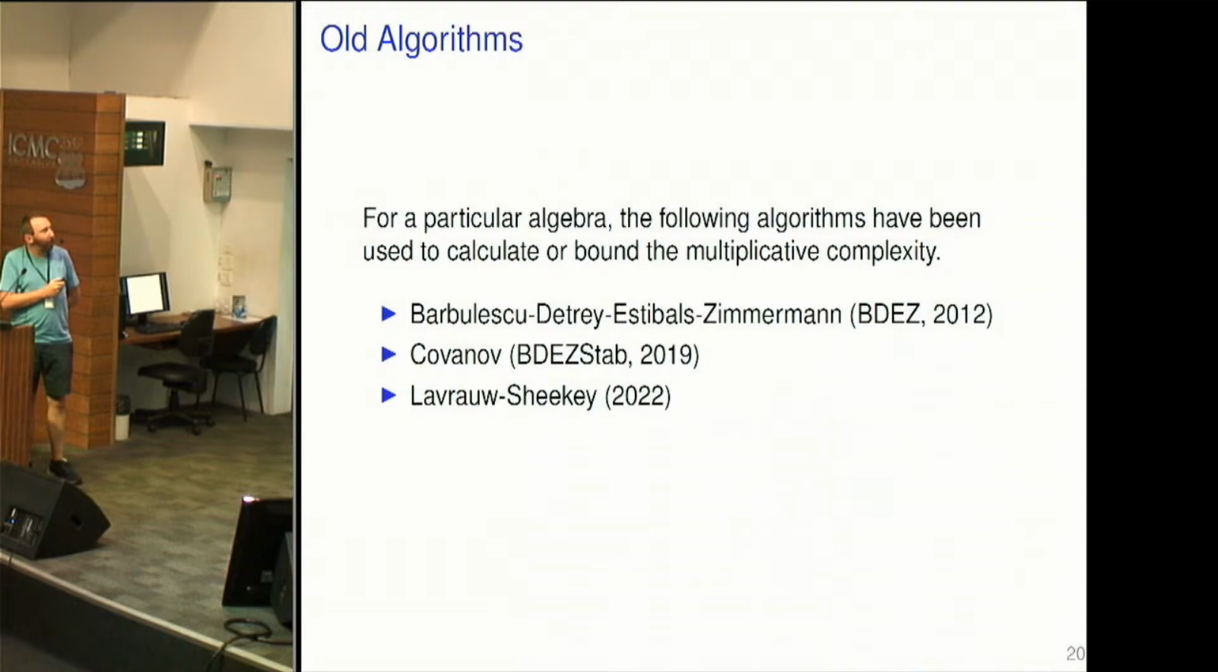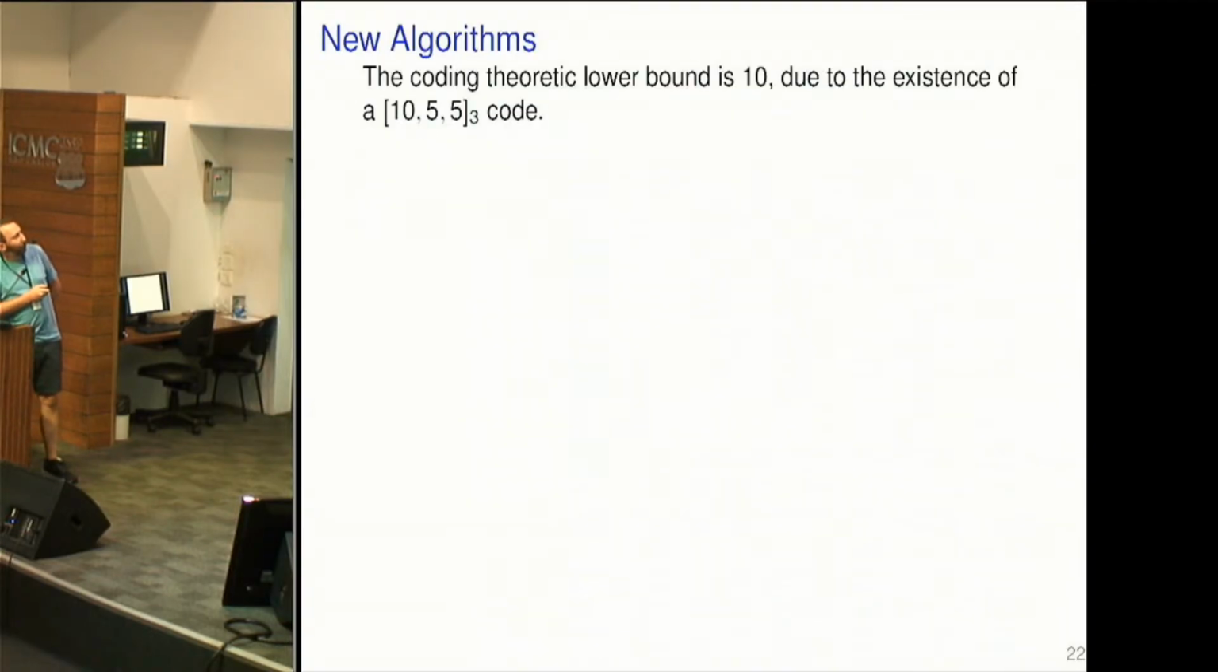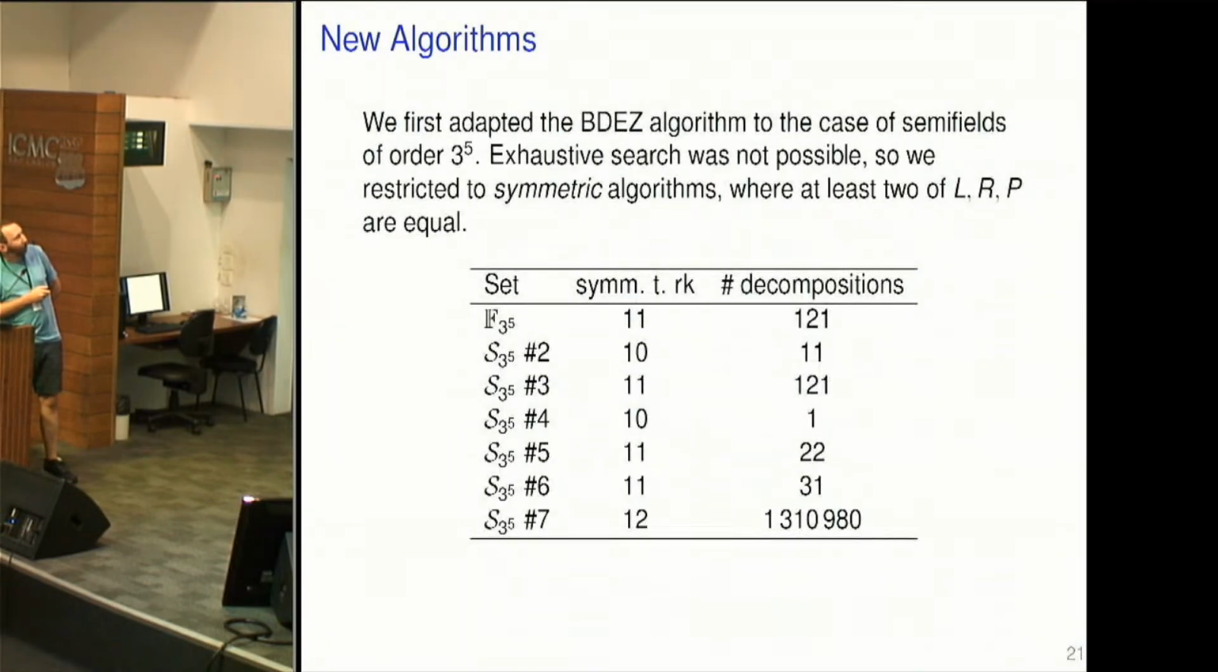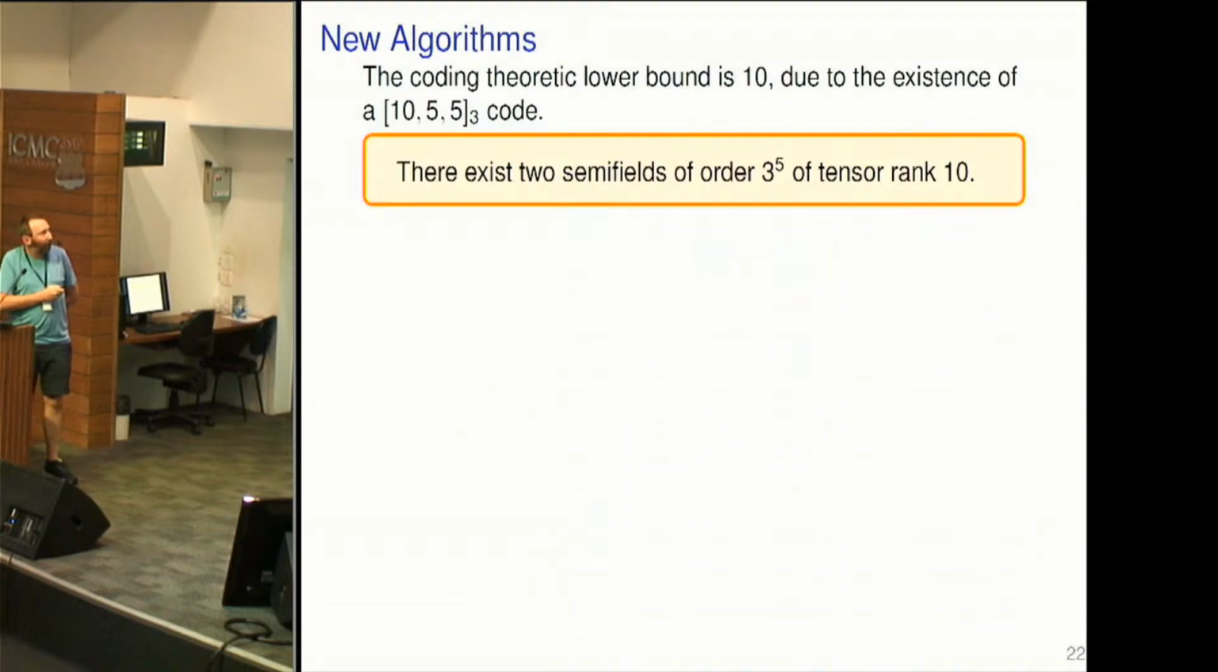So with Jean-Guillaume and Stefano, one of our contributions so far has been to take some of these algorithms that were developed for finite fields and adapt them to semifields. And in particular, I think I'll just skip to the table. Yeah, so basically we found that there are two semifields of order 3 to the 5 with tensor rank smaller than the field, or at least the currently best known version for the field.